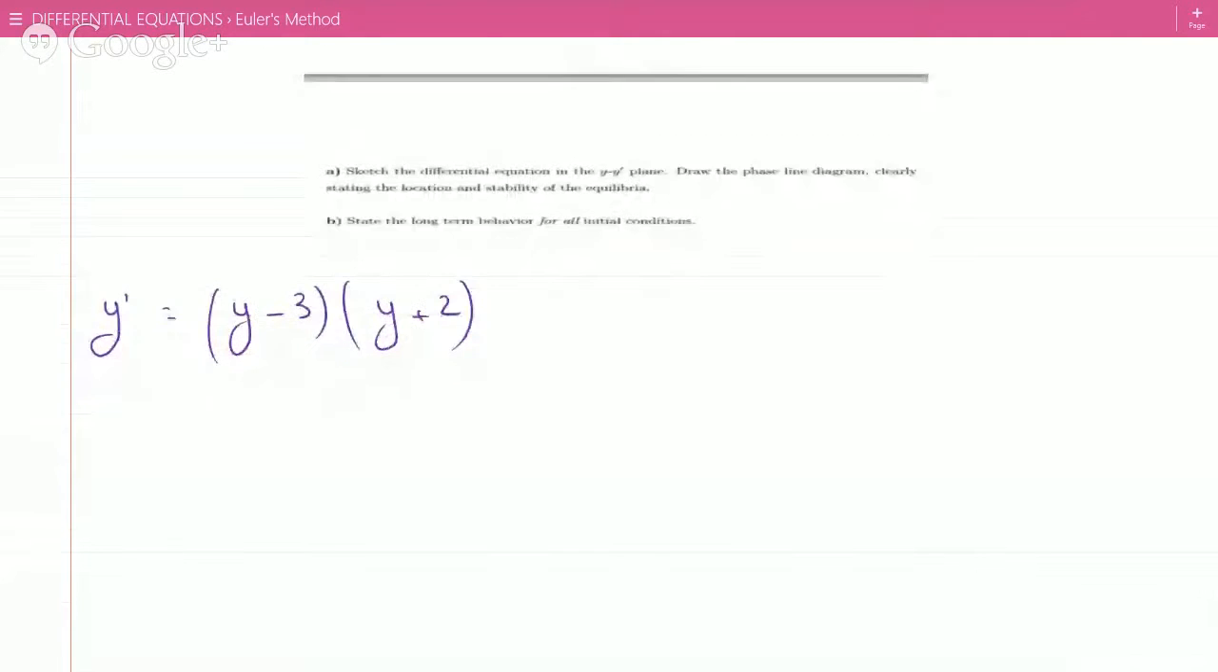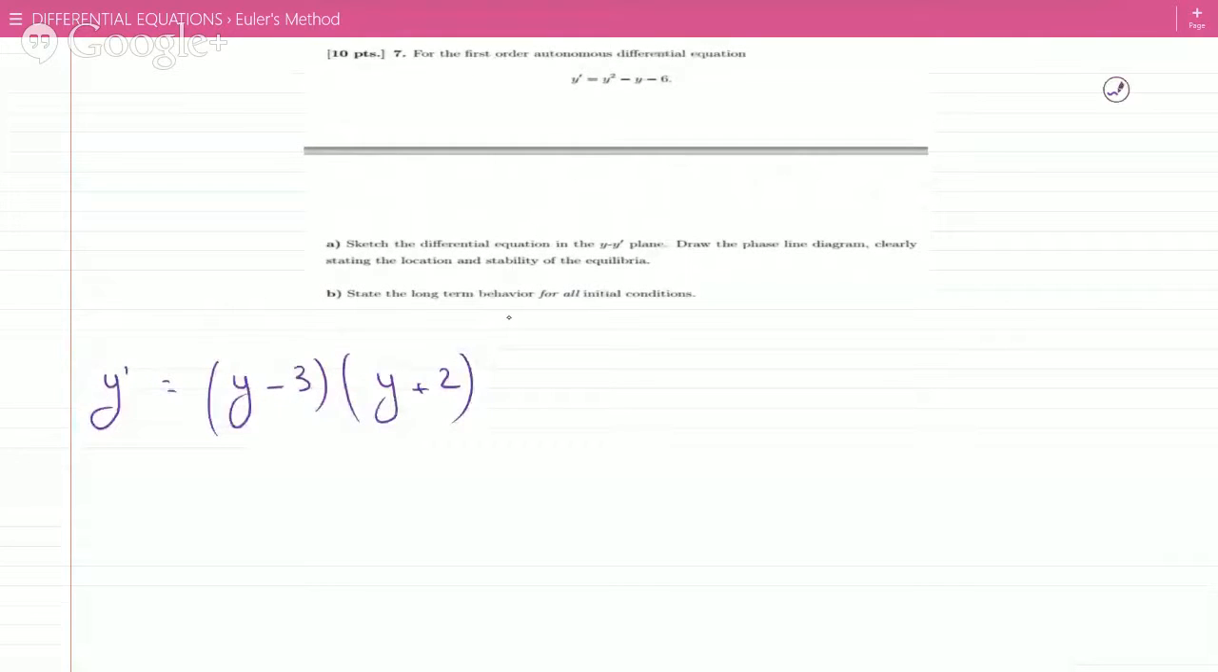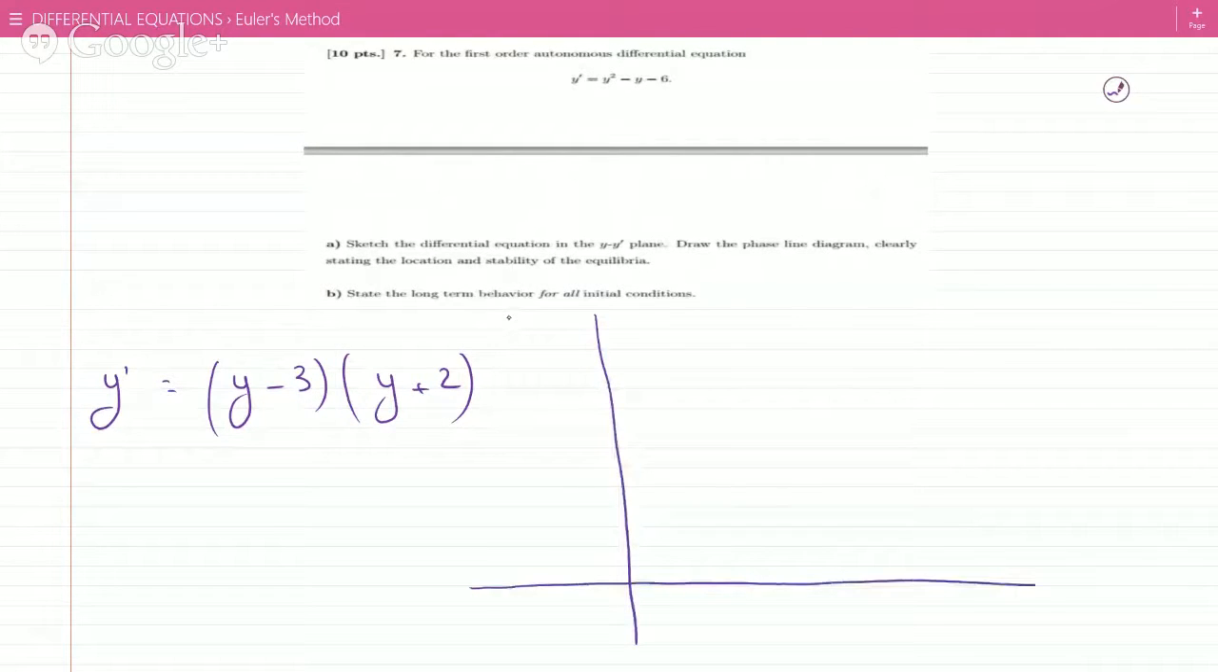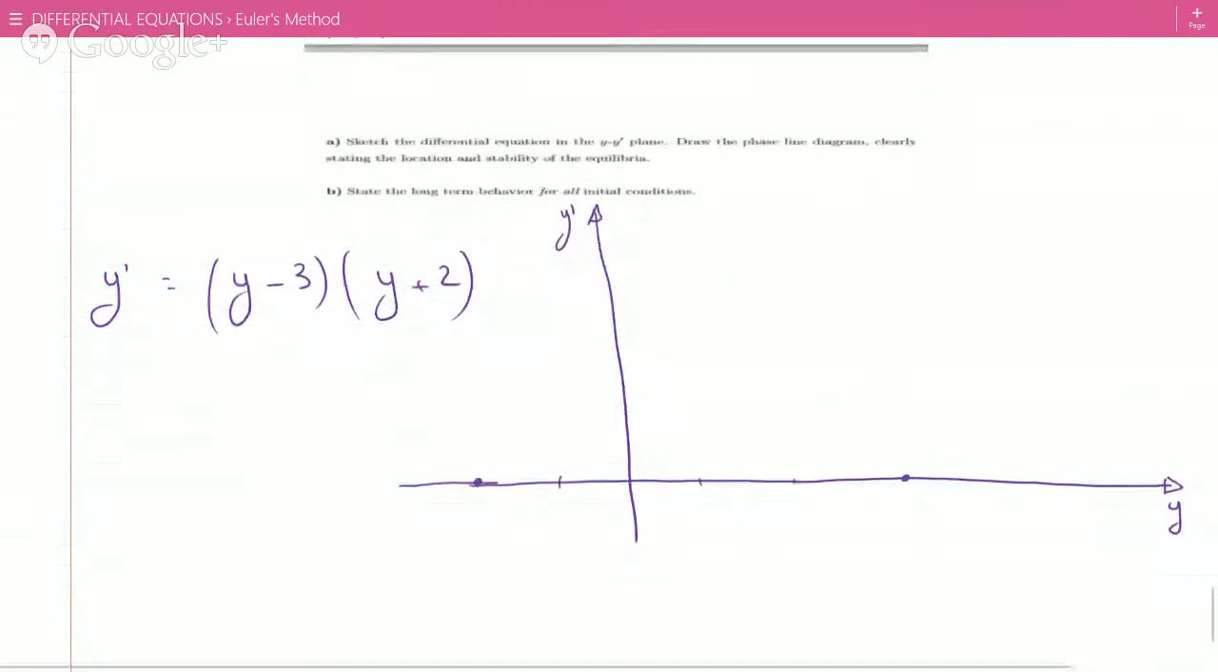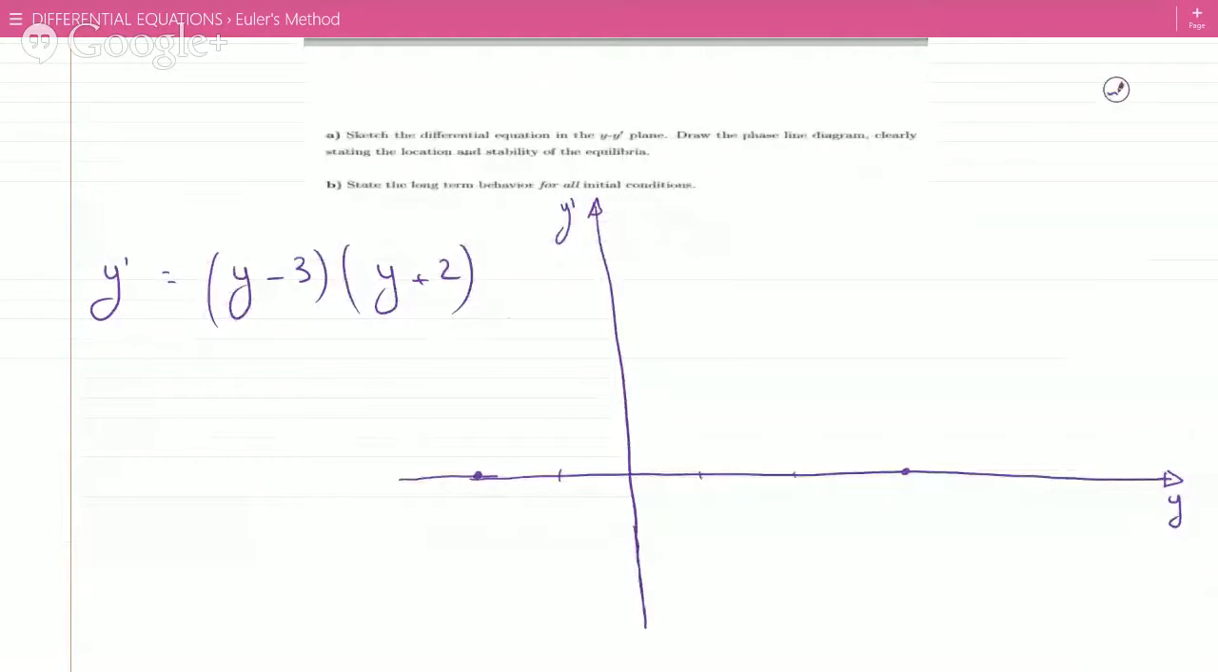So if we were to sketch this, we have the minus 2 and the 3, right? And this is your y prime here on the y-axis, and y goes on the x-axis.